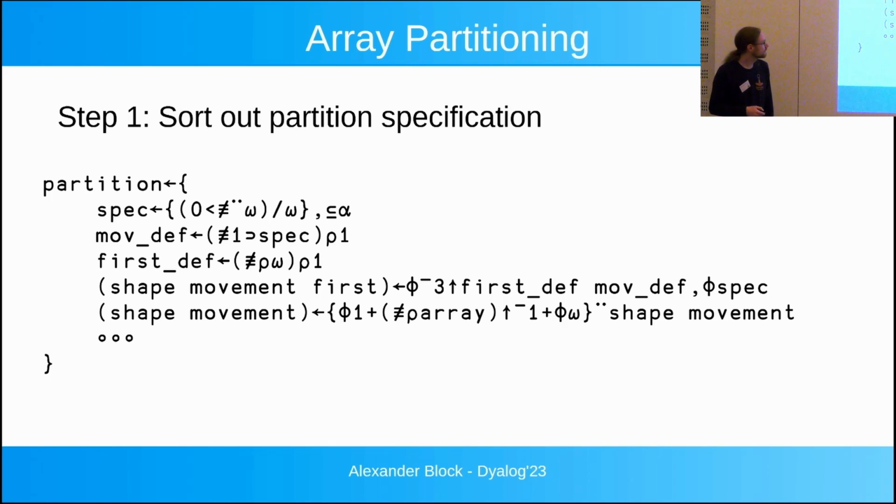From this, I calculate my shape, movement, and first. By just taking my specification, which might be incomplete, reversing it, prepending my defaults, and taking the last 3 elements and prepending it again. I don't know if that's the most efficient way to do it, but it makes sure that in the end I have a triple, which contains information that was supplied as a left argument if it's there, and it's filled up with a default if it's not there. Okay, that's what happened here.